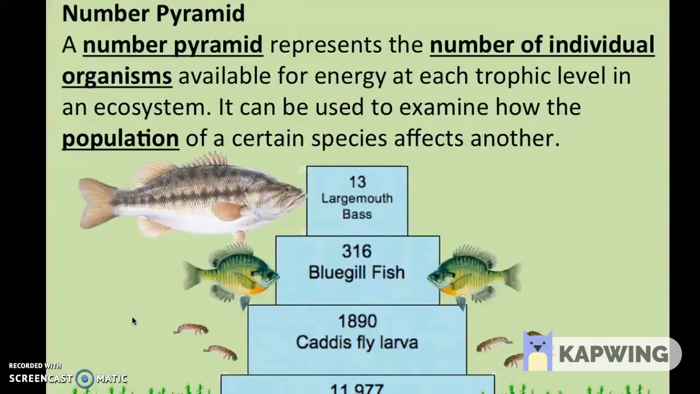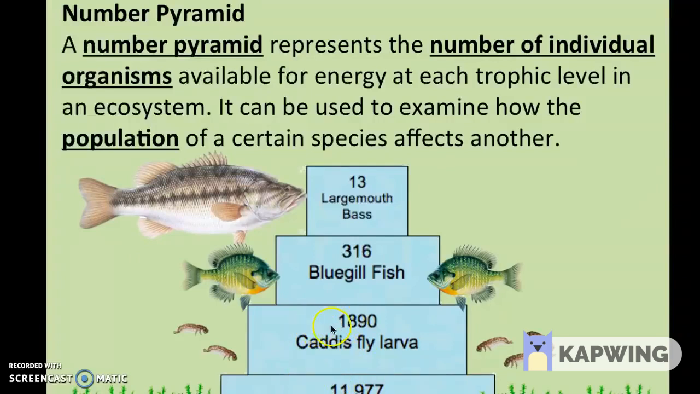Numbers pyramid. So this is the next example of an ecological pyramid. A numbers pyramid is going to represent the amount of organisms you have available at each trophic level in an ecosystem. So this is going to be looking at populations and seeing how populations compare to one another. So down here, this is showing you 11,977. That's your producer. These are aquatic plants.